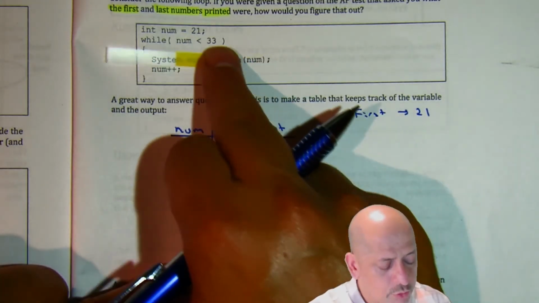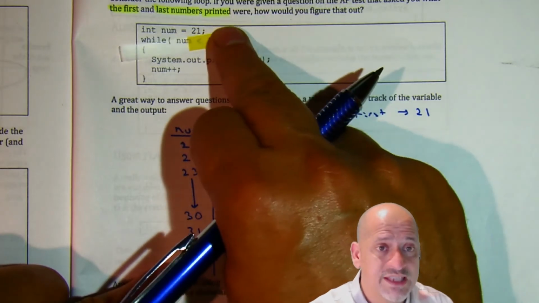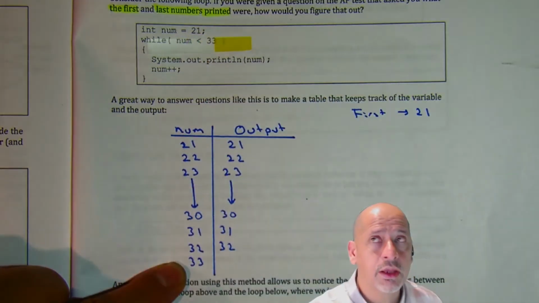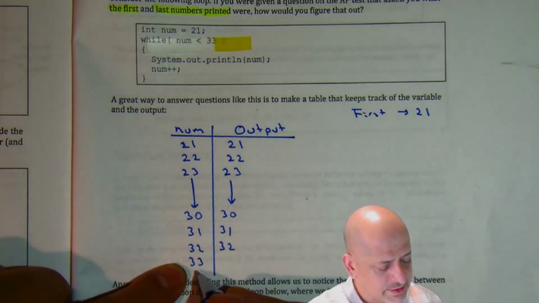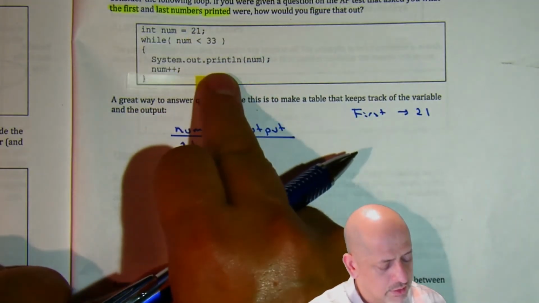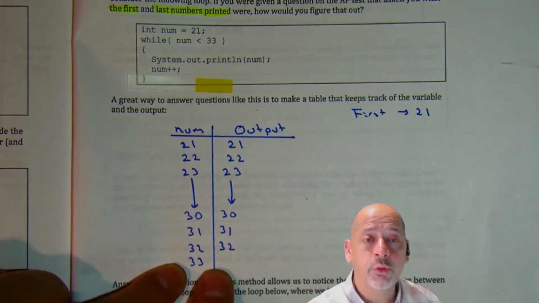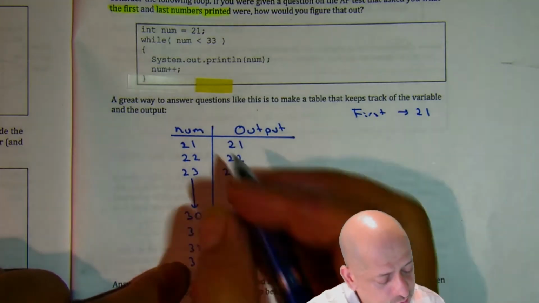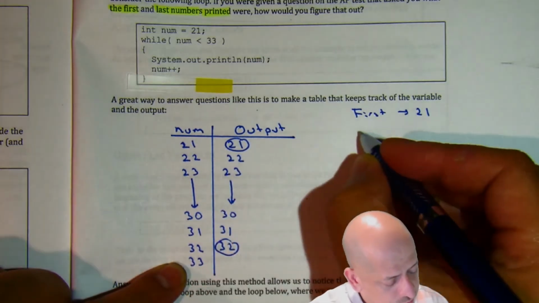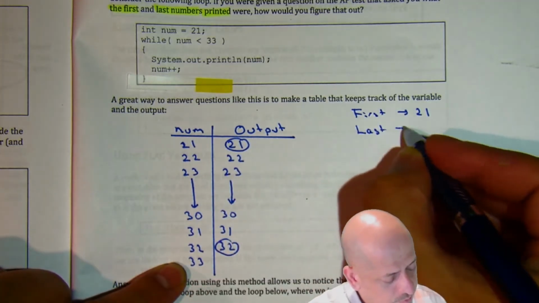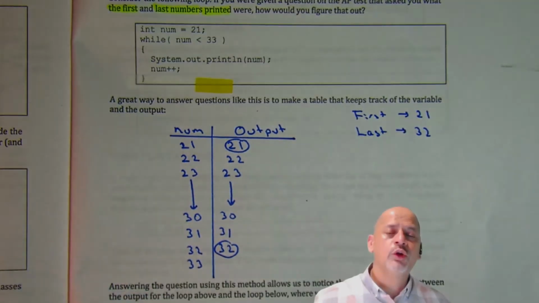And we go through another iteration. And we're going to say, is 33 less than 33? No. So therefore, we exit. And the number 33 never got printed. So the first number that got printed was 21, and the last one was 32. So you do have to be very careful.